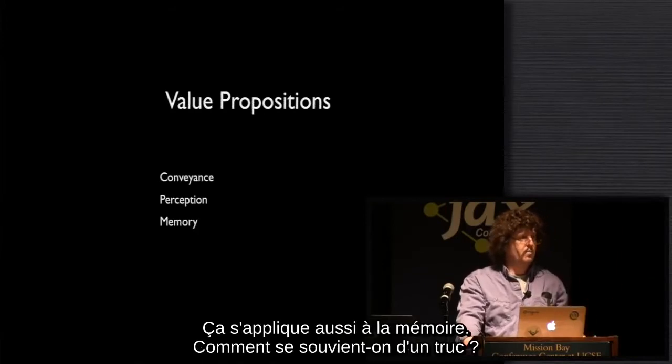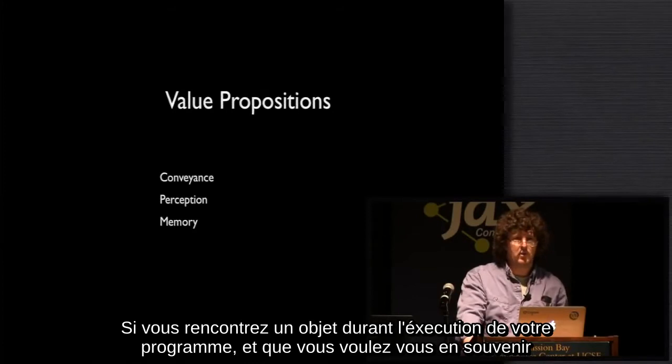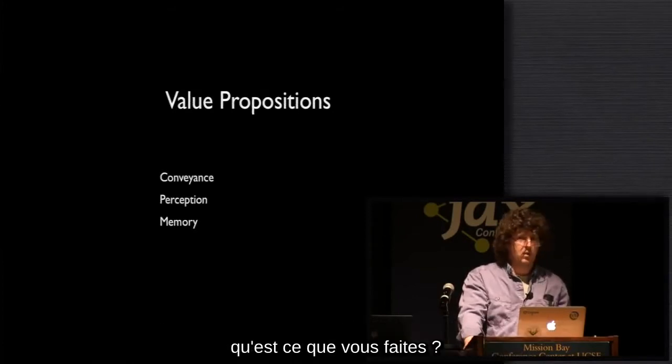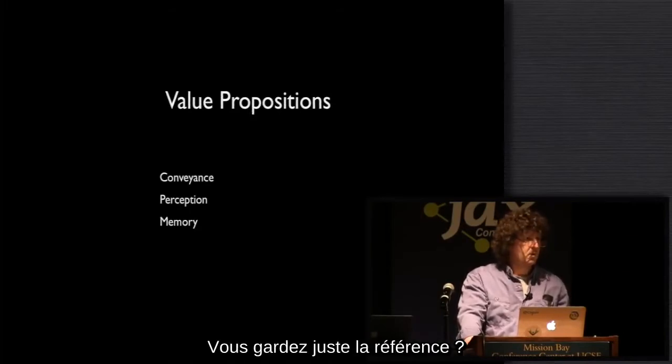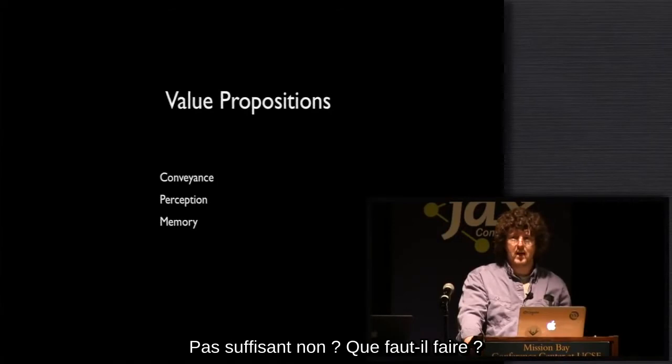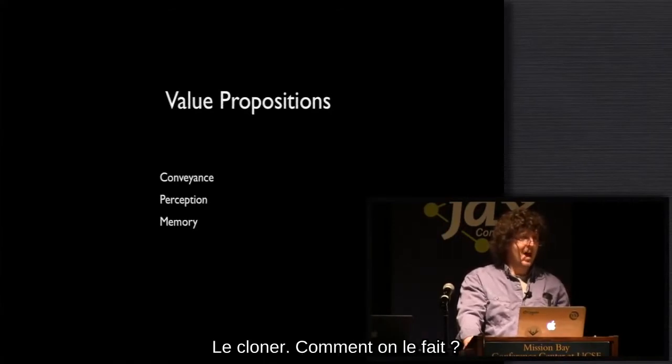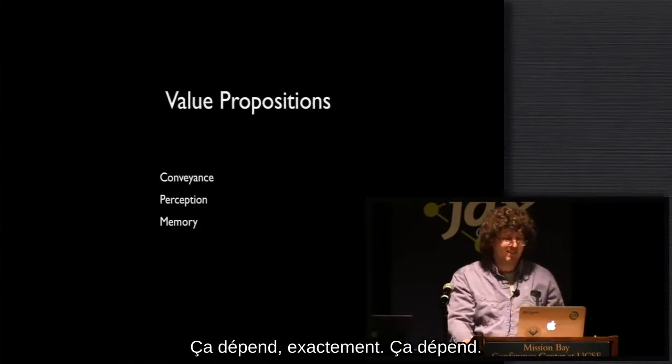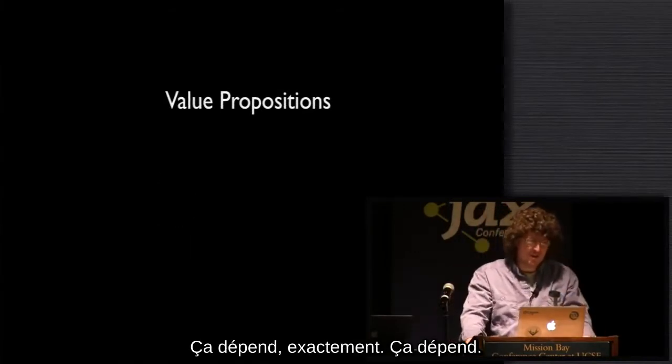And this also goes to memory. How do you remember anything? If you encounter an object during the course of your program running, and you want to remember it, what do you do? Do you just store the reference? Not good enough. What do you have to do? Clone it. How do you do that? Depends, exactly. It depends.